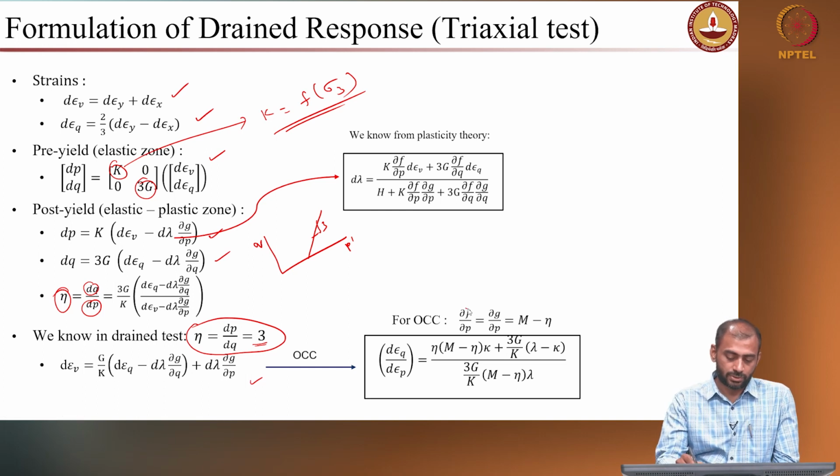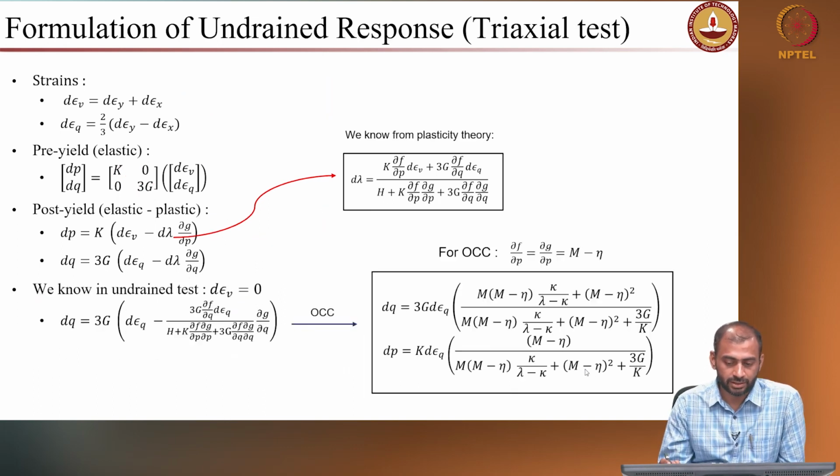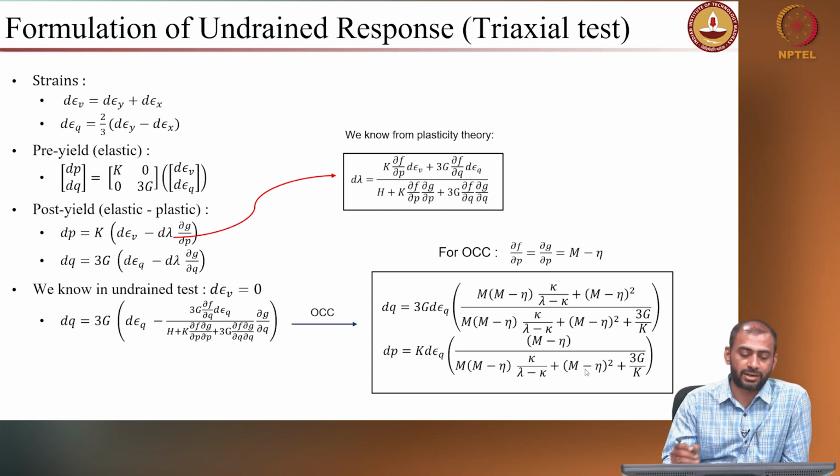So, again we use an associated flow rule. So, you use m minus eta and then try to form the equations. This is the formulation for drained response. Similarly, you can also formulate for undrained response.